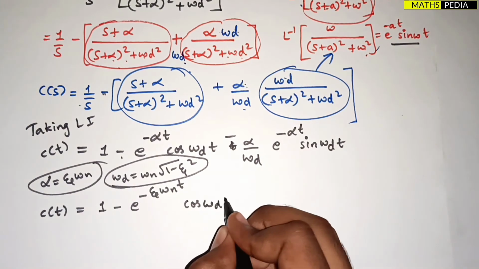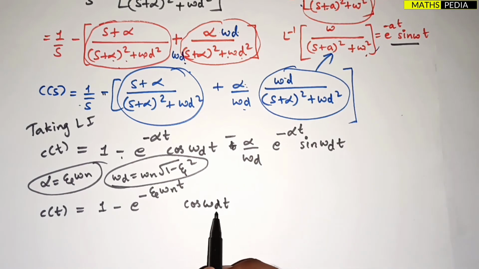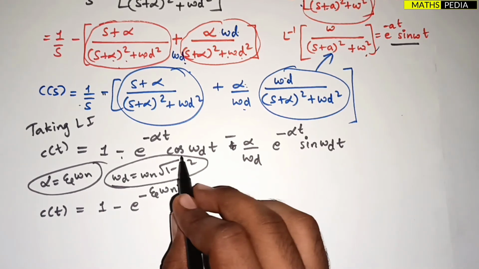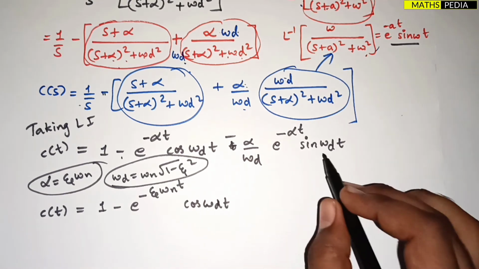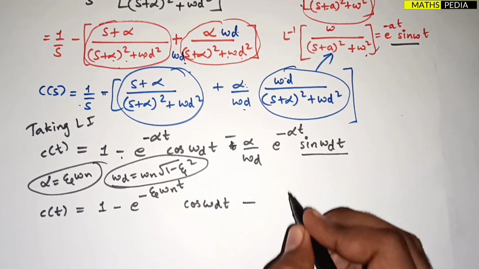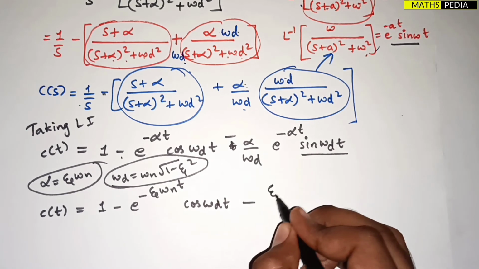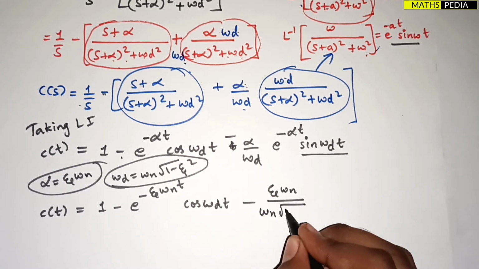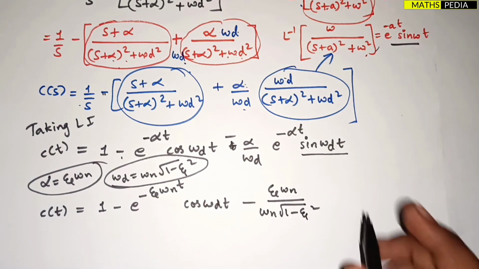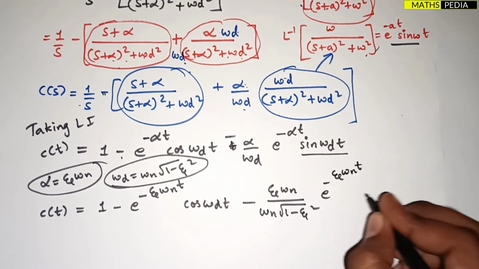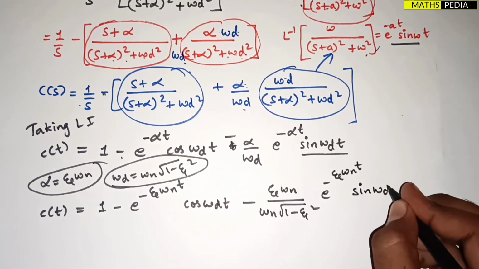Omega d t, that doesn't change, this is an angle, okay? So we cannot substitute omega d directly in place of omega n into square root of 1 minus zeta square here. Whatever cos omega d t is there will remain as it is, and sine omega d t will remain as it is. But here, for omega d, you have to replace alpha, which is zeta omega n divided by omega d, which is omega n into square root of 1 minus zeta square, into e power minus alpha, that is zeta omega n t, into sine omega d t.